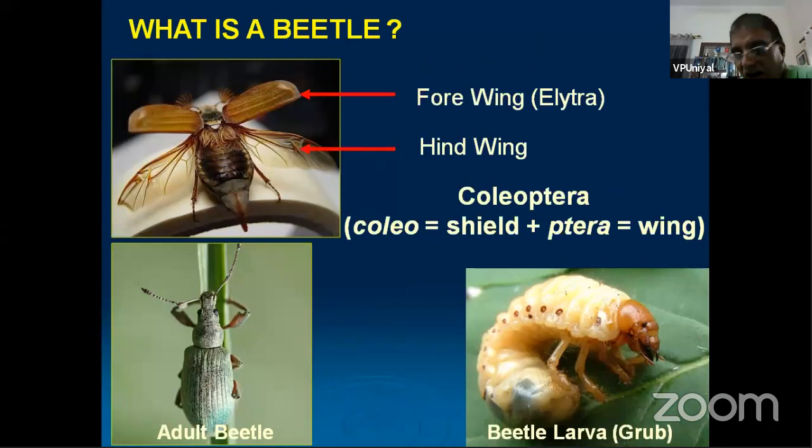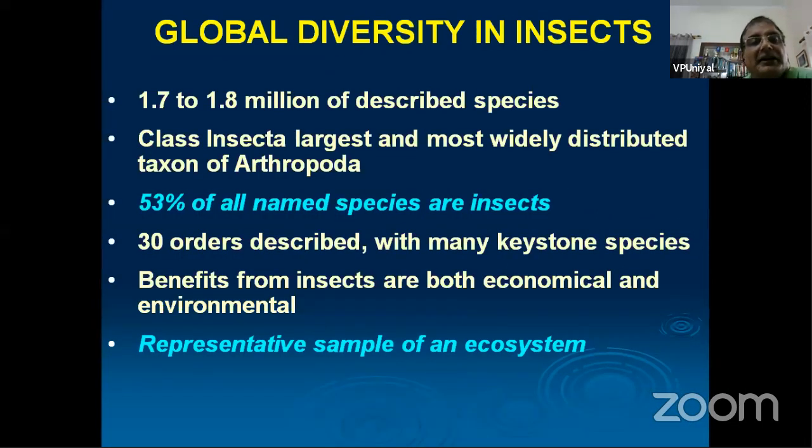You know how insects look and what their body division is. Then if you look at the diversity of insects, how many insects exist in the world? It is very difficult to say. Mainly 1.7 to 1.8 million species of this kind, class Insecta, distributed in the phylum Arthropoda, you know about it. And 53% of the named species are insects. They have 30 different orders. I will tell you about the orders and how many there are.